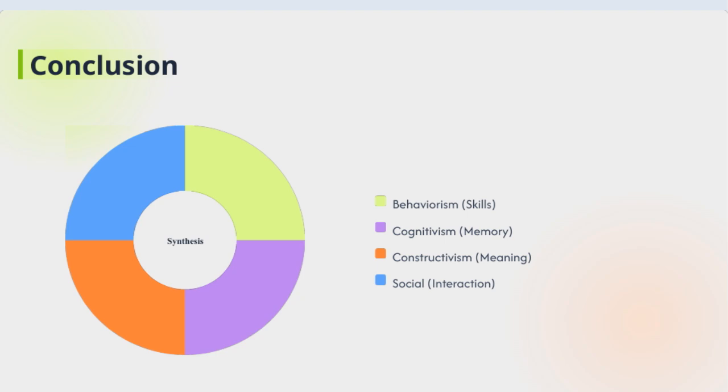Behaviorism, meanwhile, stresses skill development through reinforcement and practice, shaping behaviors through external stimuli. When we synthesize these perspectives, we see that effective learning involves social engagement, active meaning construction, cognitive processing, and skill acquisition. Ultimately, understanding these interconnected theories allows us to design more holistic and impactful educational experiences. So, in conclusion, embracing this integrated view helps us better support diverse learning needs and foster meaningful growth.